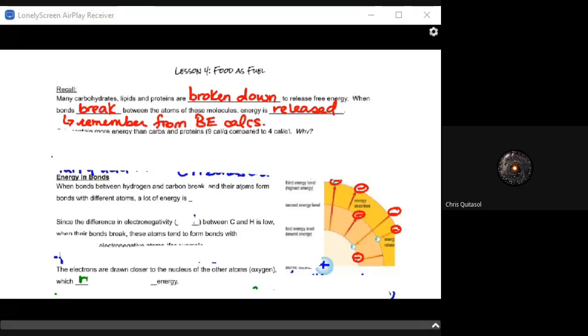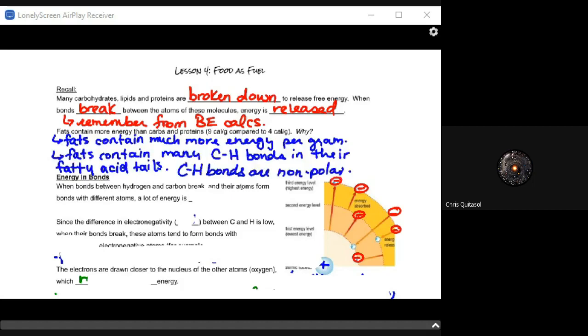So when we think about food and the specific foods that we consume, it's very important to think about carbohydrates, lipids, proteins, all of those things that we consume in terms of that it's going to be broken down to release energy. So when the bonds are broken between those atoms of those molecules, energy can be released, and that energy can be reutilized. Remember that bond energy calculations chart from two lessons ago, where we looked at all the different bonds and how much energy is stored within those bonds. That energy can be released and utilized by cells in some way, shape, or form.